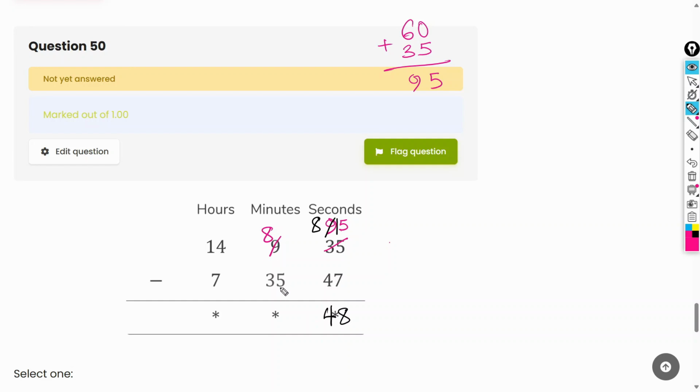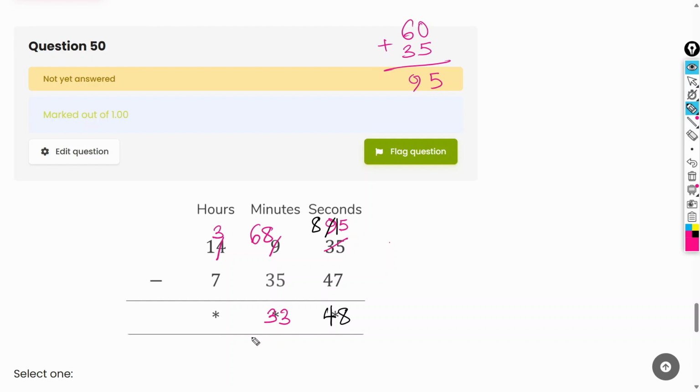8 minutes minus 35 minutes, that obviously wouldn't work. So we come to hours and we borrow 1 from 4, we have 3. Now, same thing when you're changing from hours to minutes, you multiply by 60. So 1 hour is equivalent to 60 minutes. So by the time we come here, we're actually adding 60 to this to make 68. So we have 68 minus 35, because 8 minus 5 is 3, 6 minus 3 is 3.